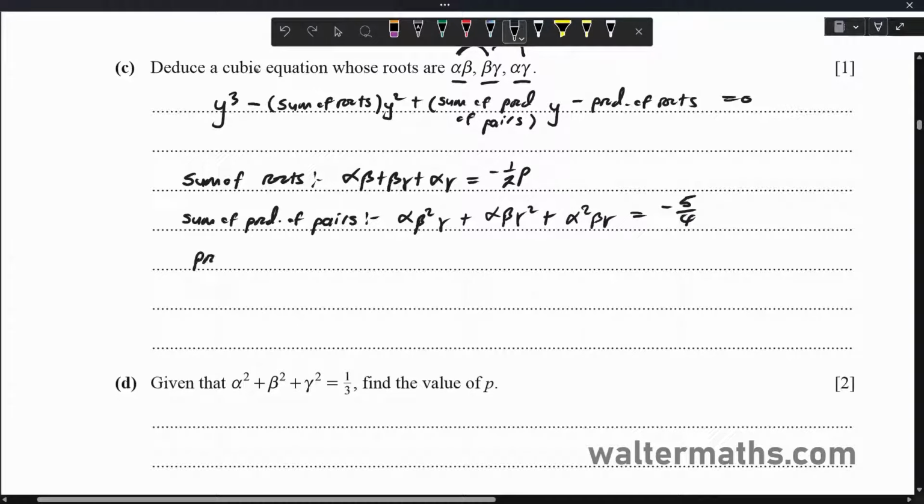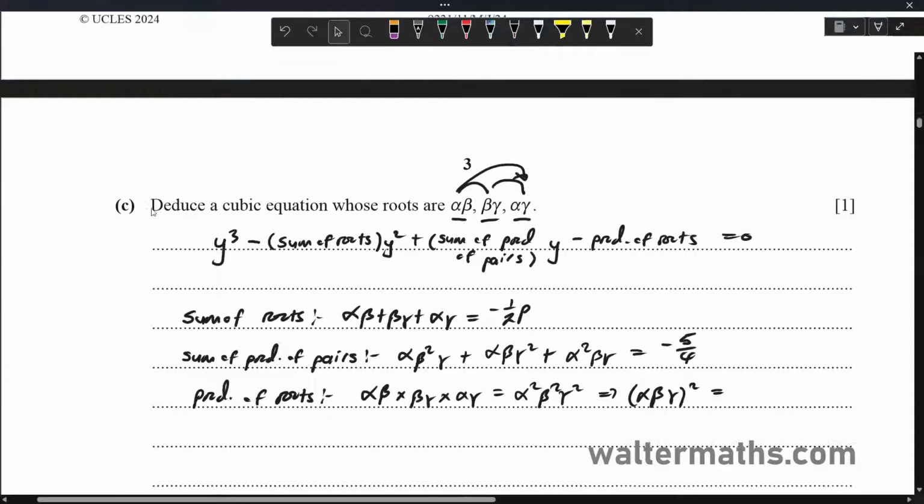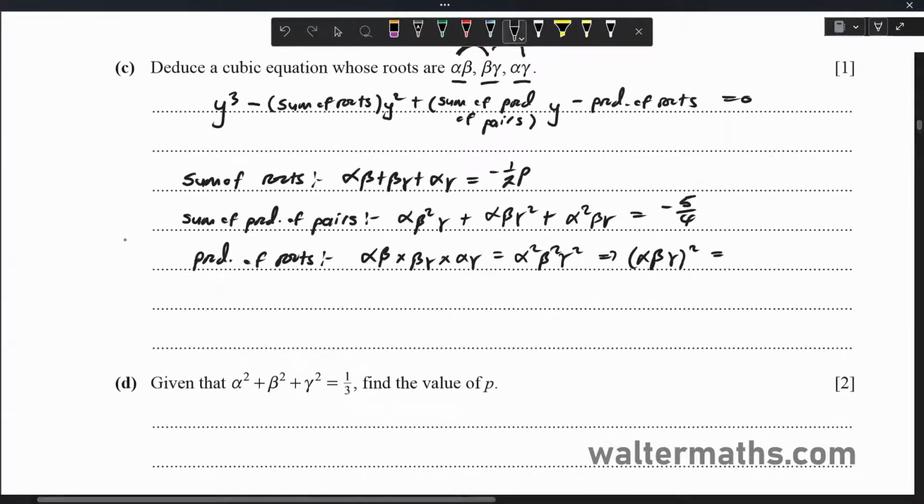Then the product of roots for this new equation is going to be the product of alpha beta times beta gamma times alpha gamma, which essentially is alpha squared beta squared gamma squared, which is alpha beta gamma all squared. For alpha beta gamma, we have that right here as 5 over 2, so we just want the square of that. It's 5 over 2 squared, which is 25 over 4.